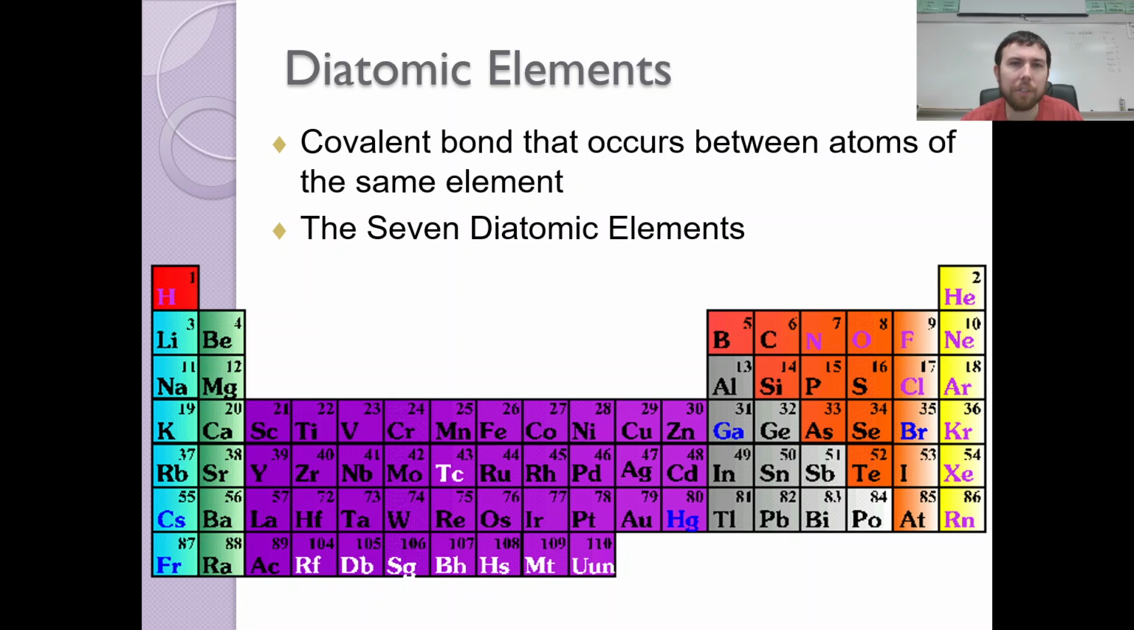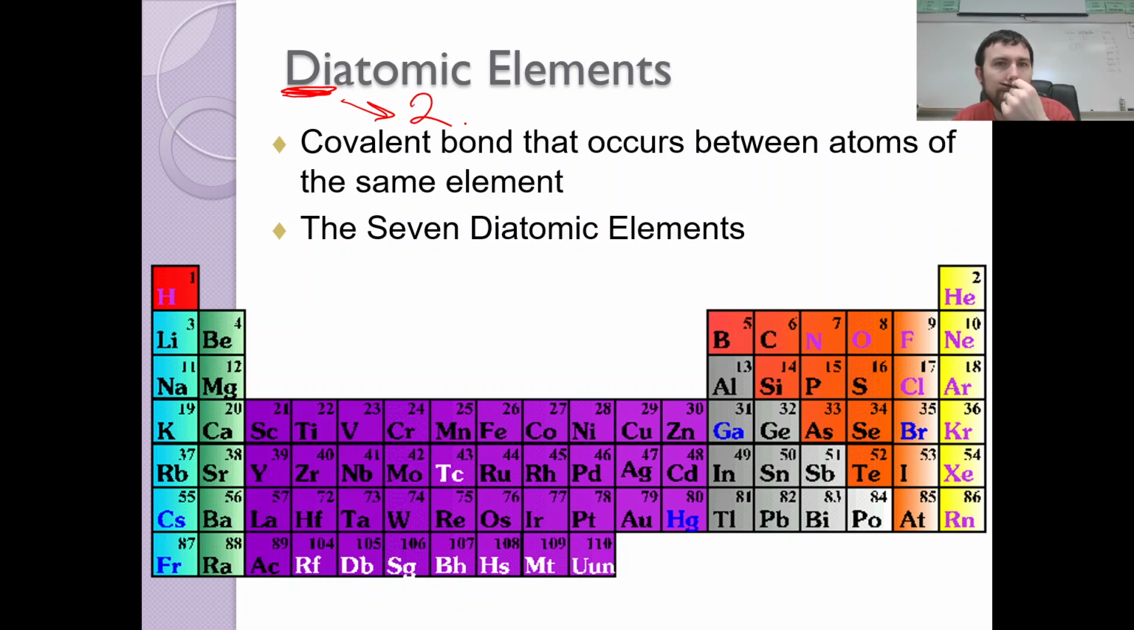Now, let me shift gears here. Let's talk about what are known as diatomic elements. If you think back to even the covalent bonding that we looked at, like with chlorine and hydrogen, you can have a covalent bond that occurs between atoms of the same element, right? And so when that happens, you get what's known as a diatomic element. It's a compound because it contains more than 1 atom, but the unique thing is it's the same atom that it's bonded to.